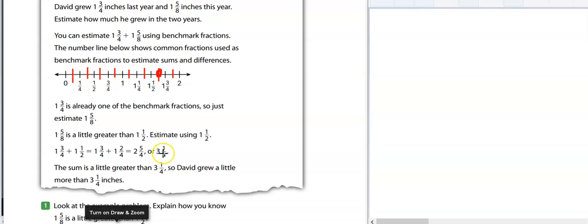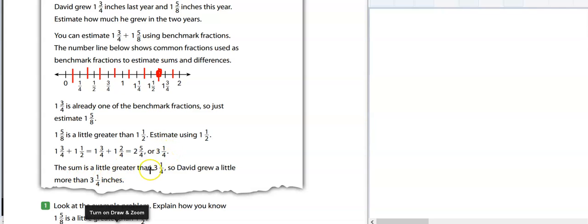Now why did it change to 3 1/4? Because 5 over 4 is an improper fraction, so we must fix that. So 4 can go into 5 one time. That 1 must be added to our other whole number 2, which gives us 3. And we have 1 left over, and our denominator stays the same.